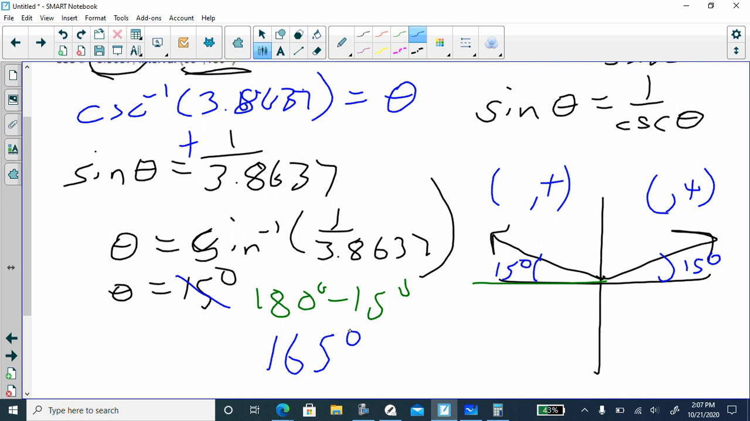So the big things here are understanding reciprocals and understanding reference angles.